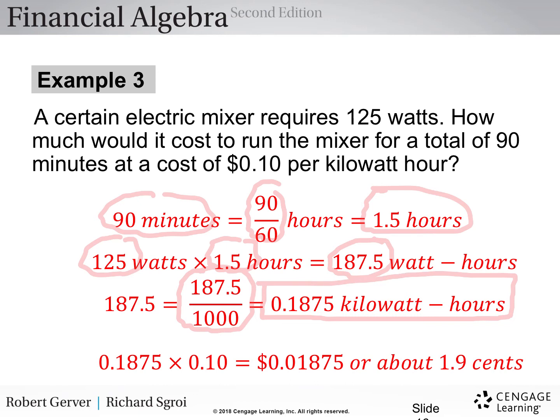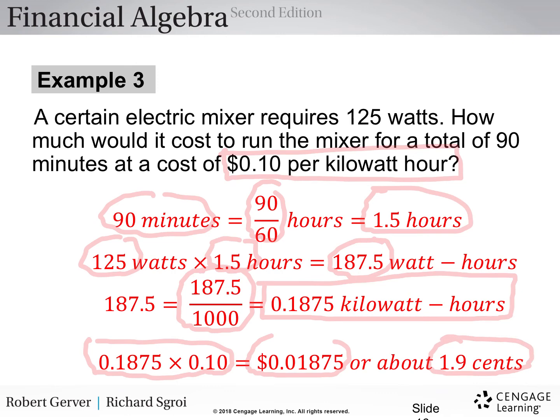And notice in the problem, it costs 10 cents per kilowatt hour. So we take this 0.1875, we multiply it by 0.1, and we come out with this value here, 0.01875, or about 1.9 cents. So not a huge amount of money that it costs to run that electric mixer for 90 minutes.